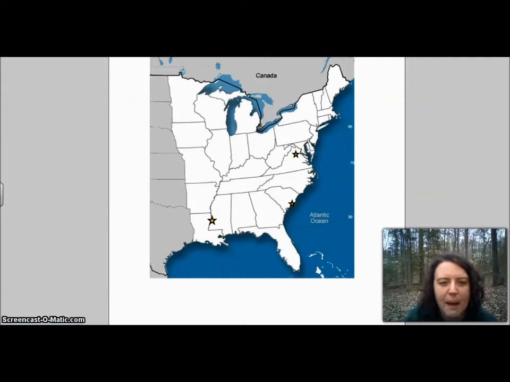And Vicksburg here on the map, you can see it is right there at the border of Louisiana and Mississippi.